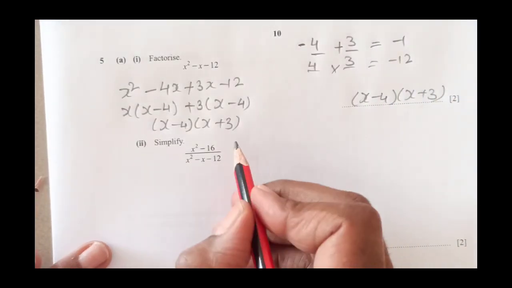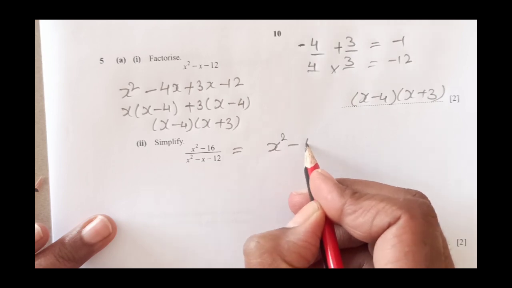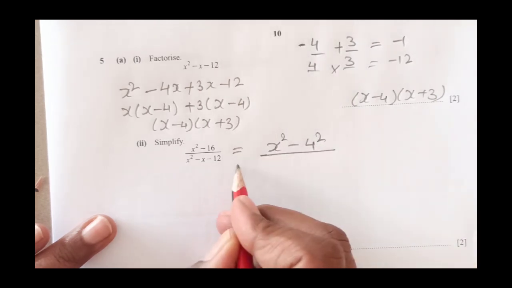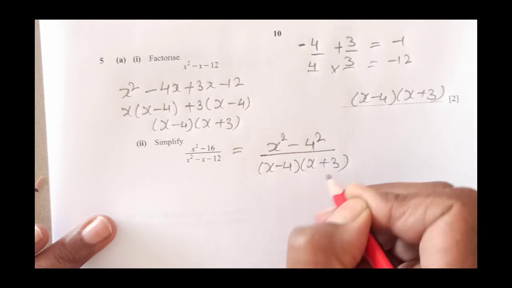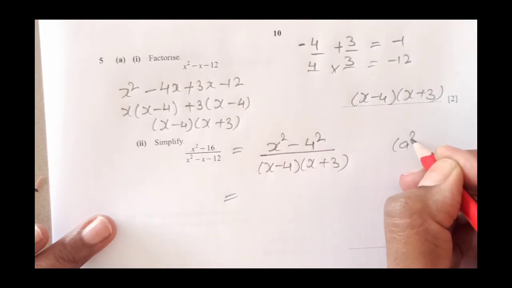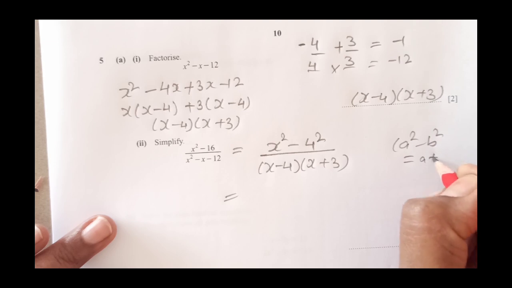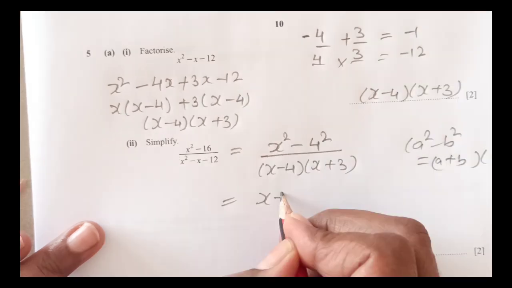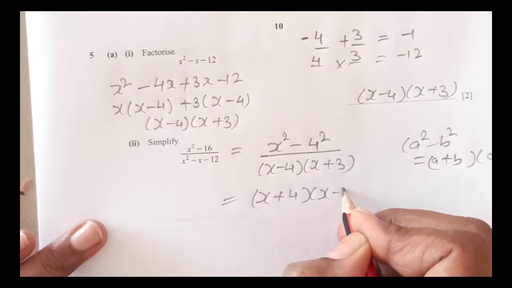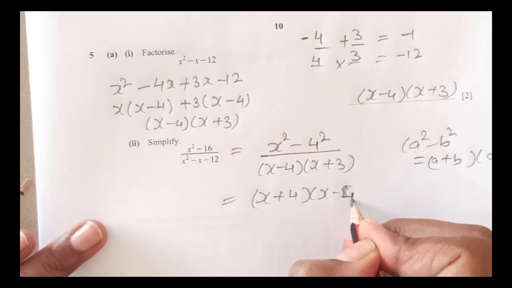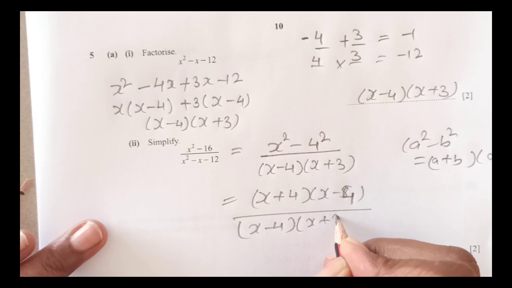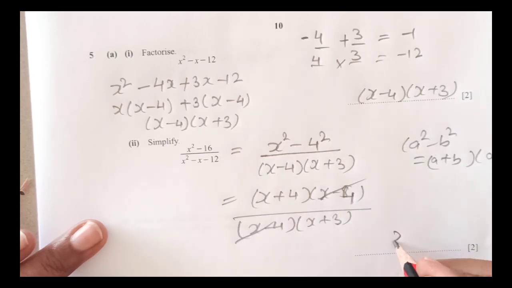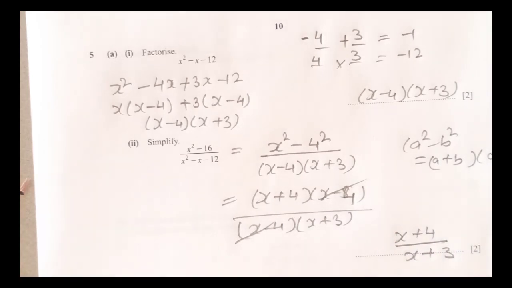Now simplify this. Here we can write it down x squared minus 4 squared, and then these factors we can just pick it up as it is. So x plus 3. So this is a square minus b square. A square minus b square, we have the formula a plus b and a minus b, so x plus 4 and x minus 4, right? So here we have x minus 4 and x plus 3. So this and this is cancelled, we are left with x plus 4 over x plus 3.